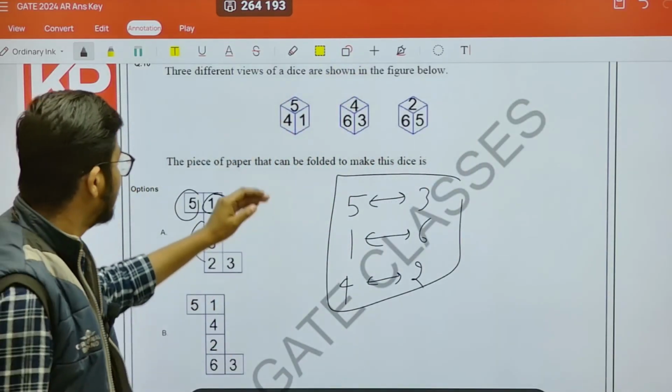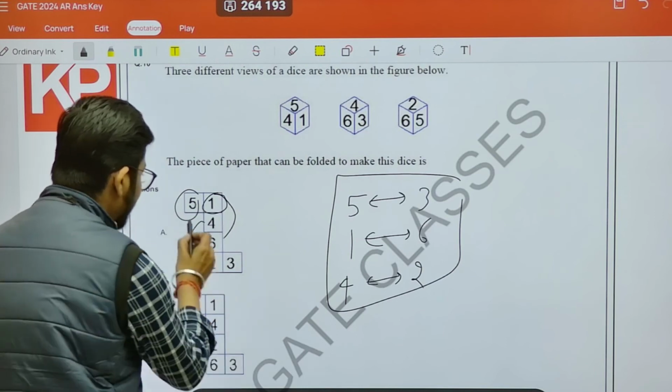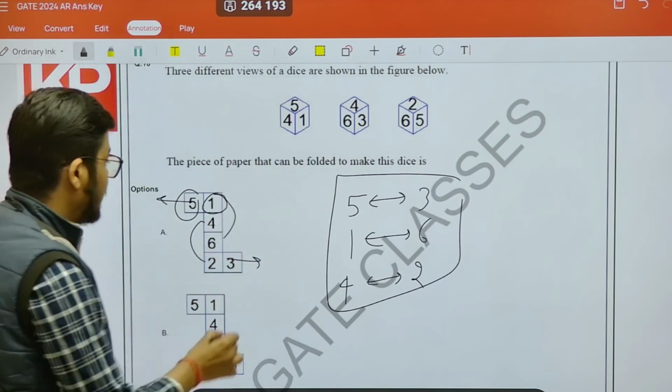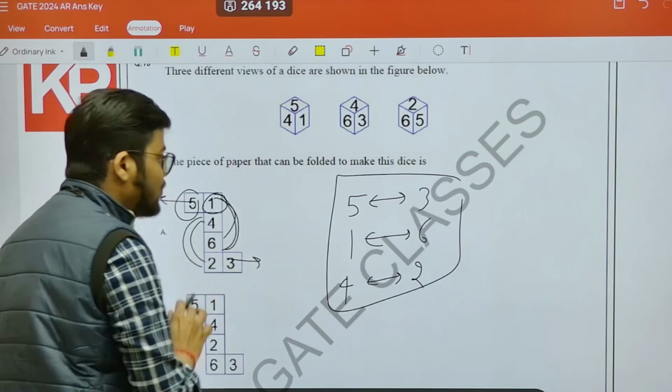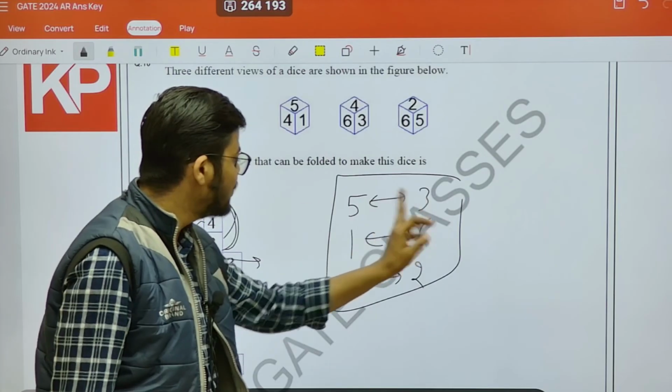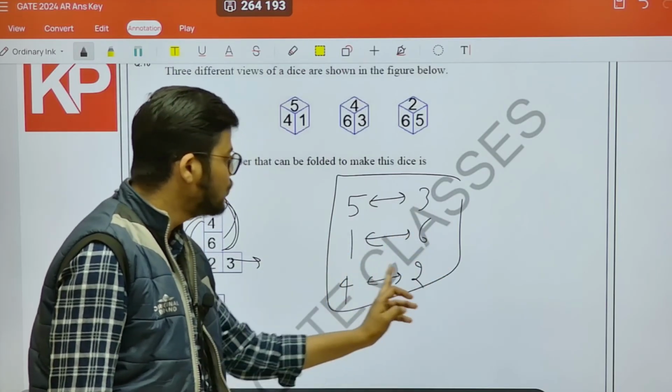How you can check? These two sides, one is on this side, one on this side. These are opposite to each other. These alternate digits are opposite to each other. That's how we are checking. So if this option is correct, opposite to 5, 3 should be there. Opposite to 1, 6 should be there. Opposite to 4, 2 should be there.